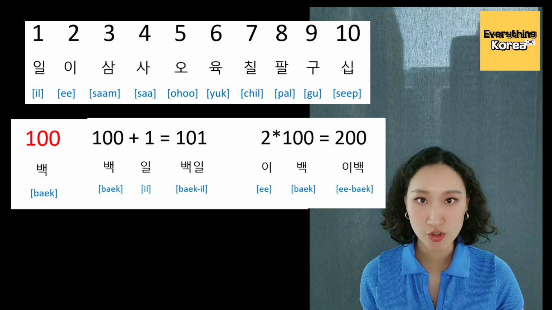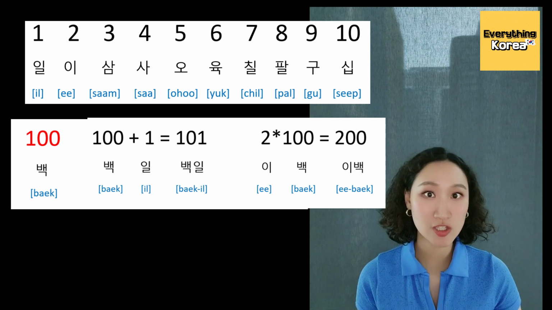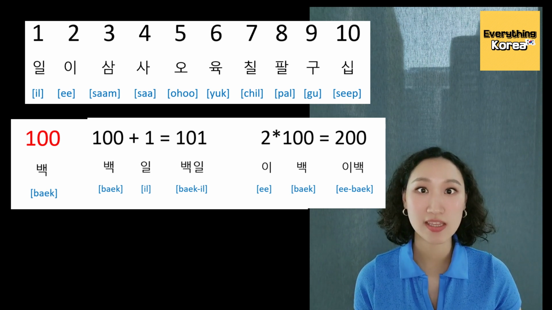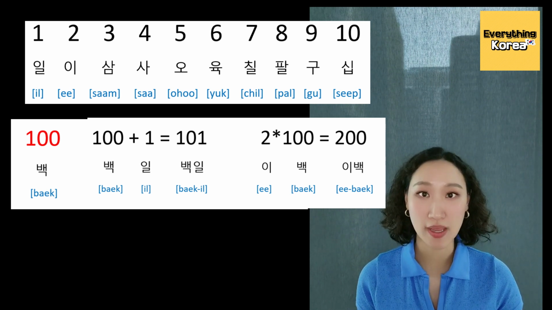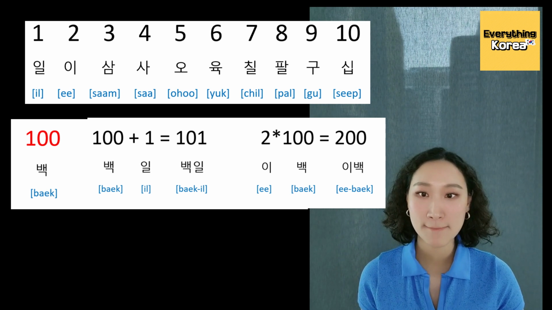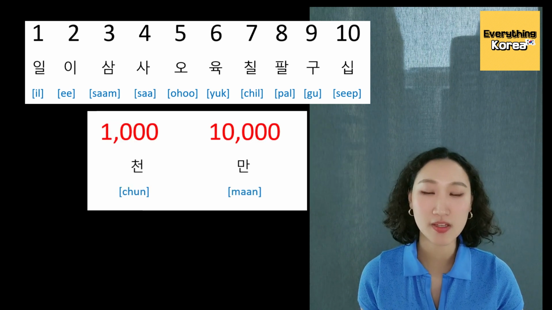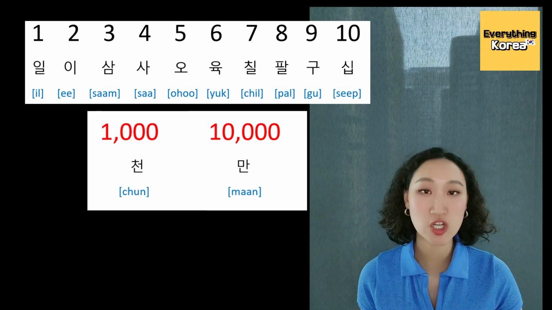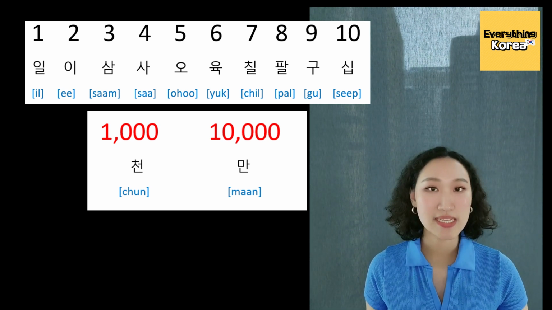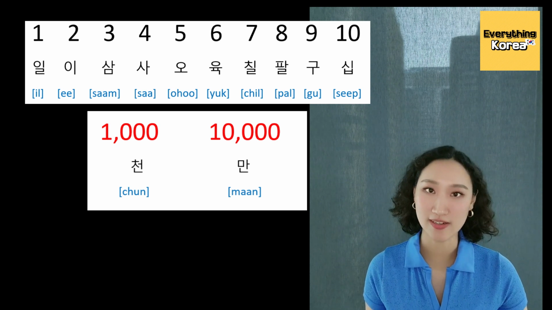For 200, 2 times 100 is 200. Okay? So 2 is 2. Then 100 is 100. So it's 200 in Korean. It goes up until 999. Then 1000 is 1000 in Korean. For 10,000, it's man in Korean.